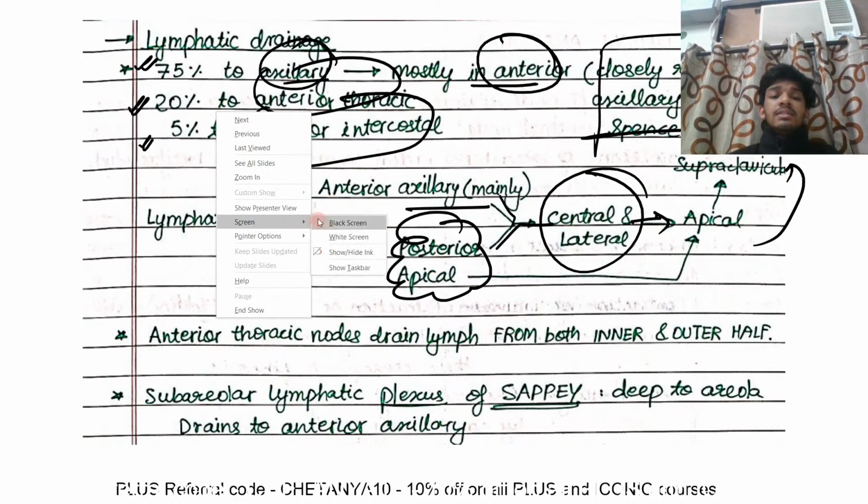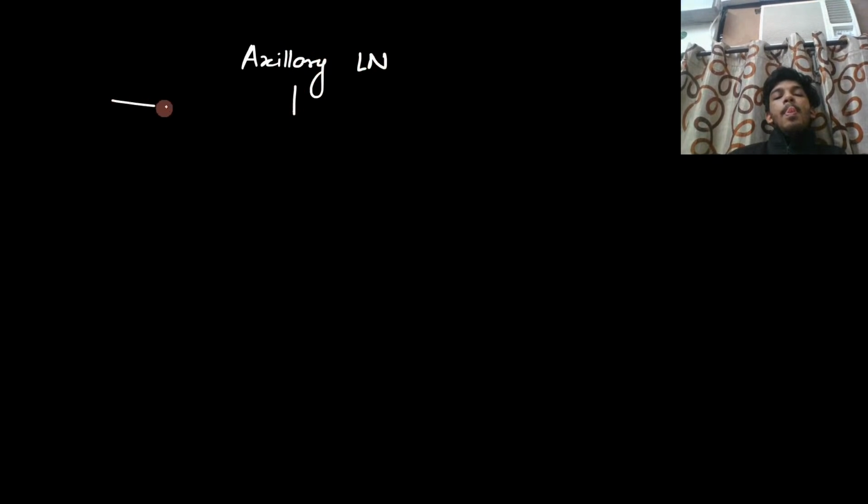So let's summarize this in a slide so that you don't have any confusion. What are the 5 groups of axillary lymph nodes? If I talk about the axillary lymph nodes, what all have we talked about?